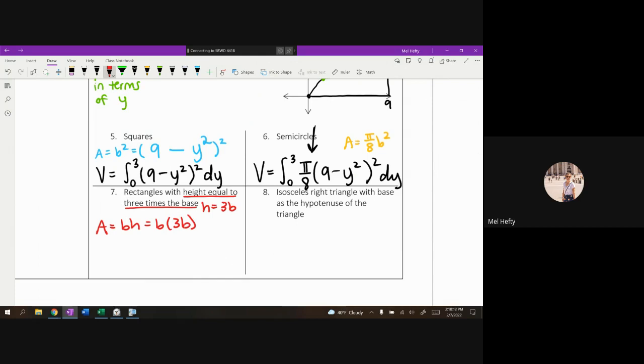All right, so 3b squared. So really, same integral, same bounds. We just got a 3 there.